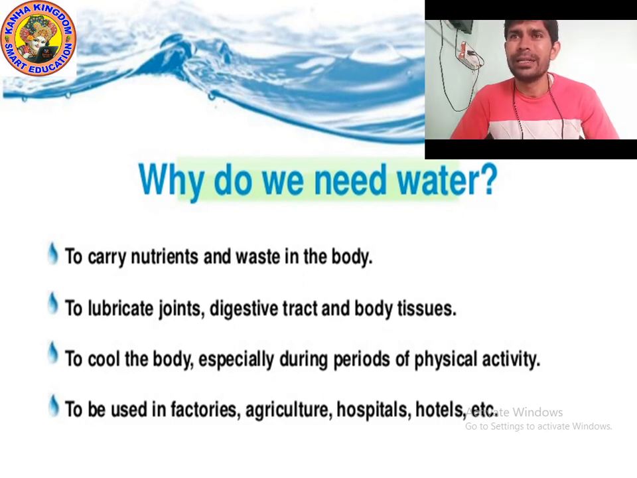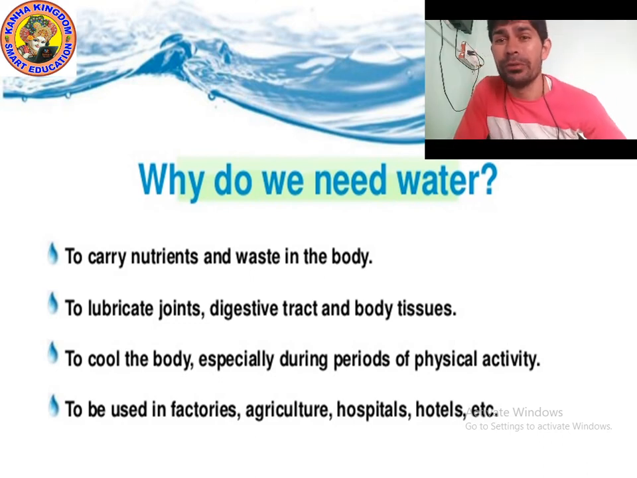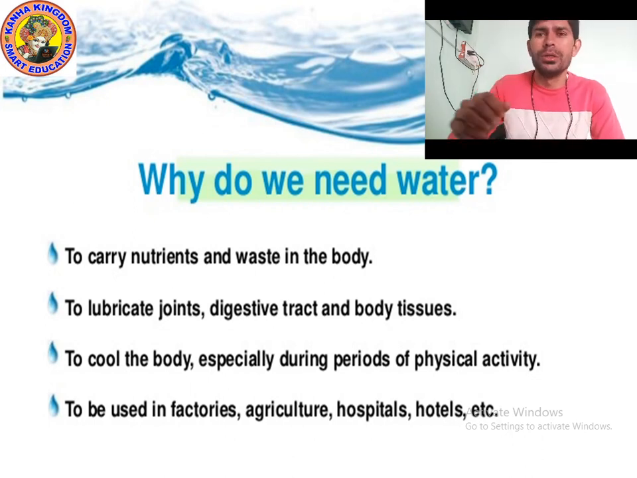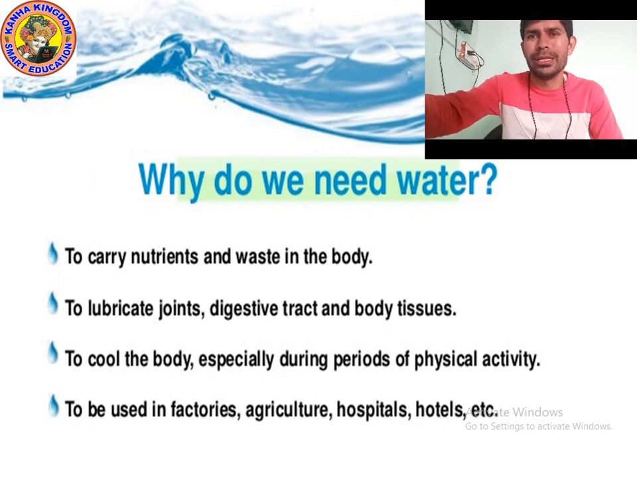And you know the runner does exercise. So athletes should drink an additional amount before, during and after exercise. More water may be needed during times of fever or illness. That time also water is needed when you have fever or when you are ill. So I hope you understood. Now let's move on to the next point.